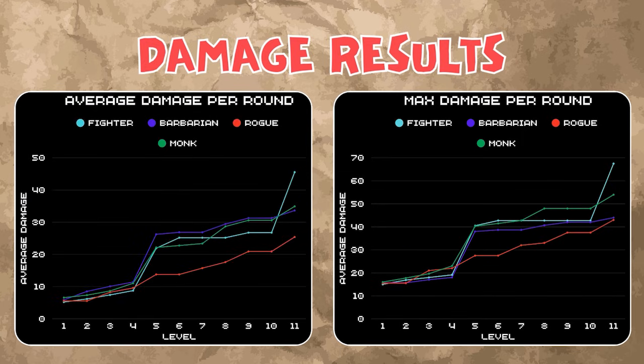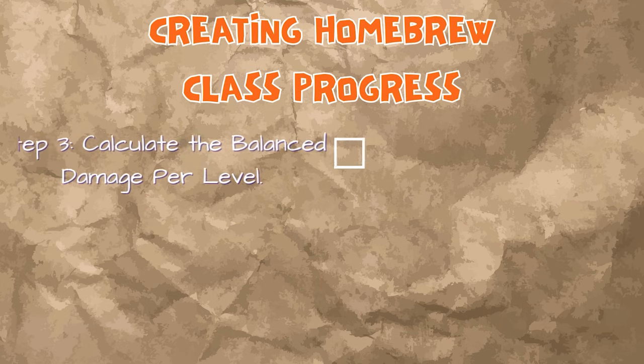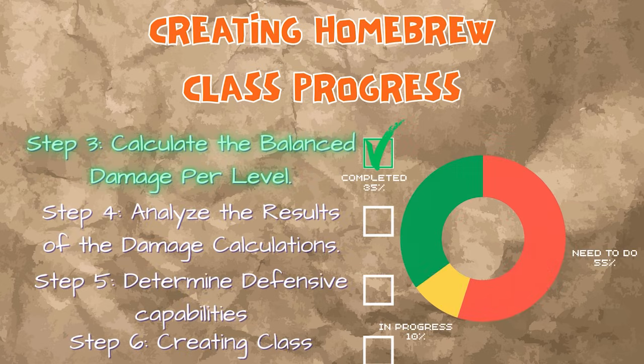Now, I can let you stare at these graphs and let you figure out what it all means, but I think it's going to be better for the both of us if I just explain what's significant about all of this and how this relates back to creating Homebrew.